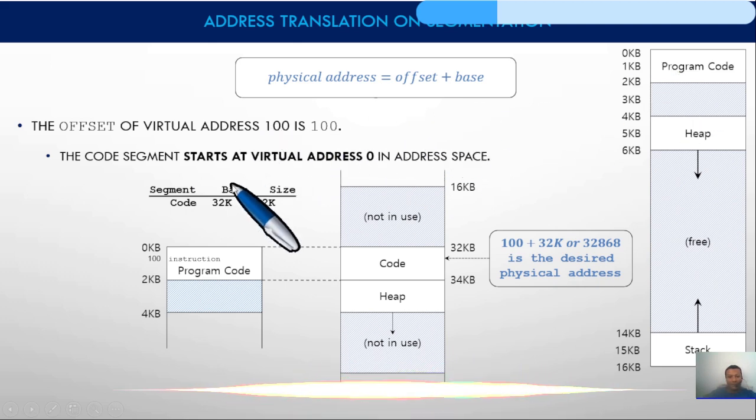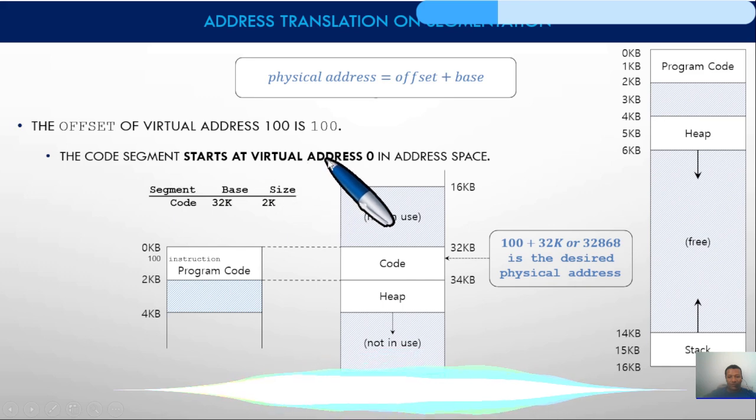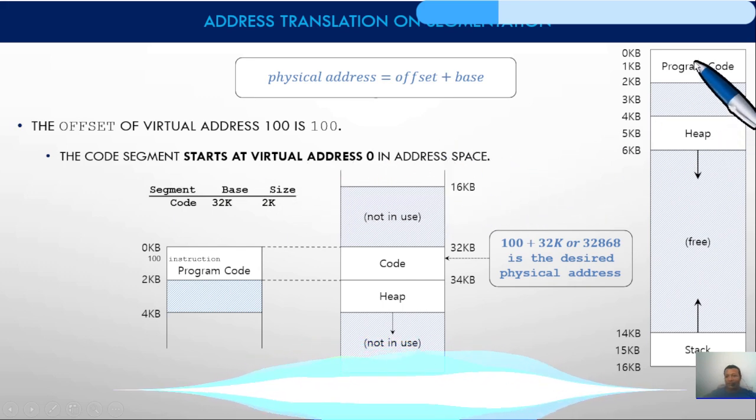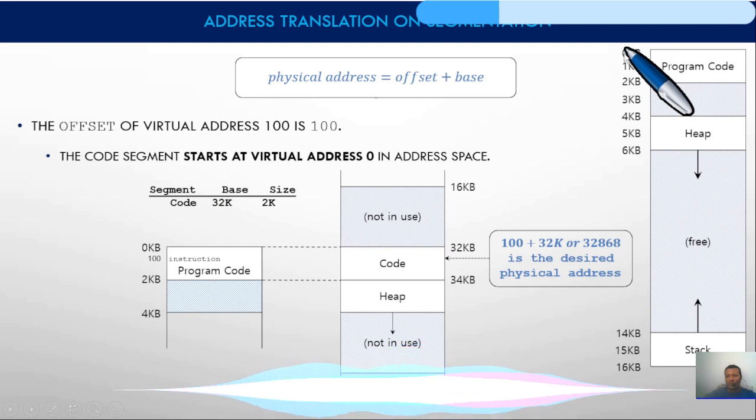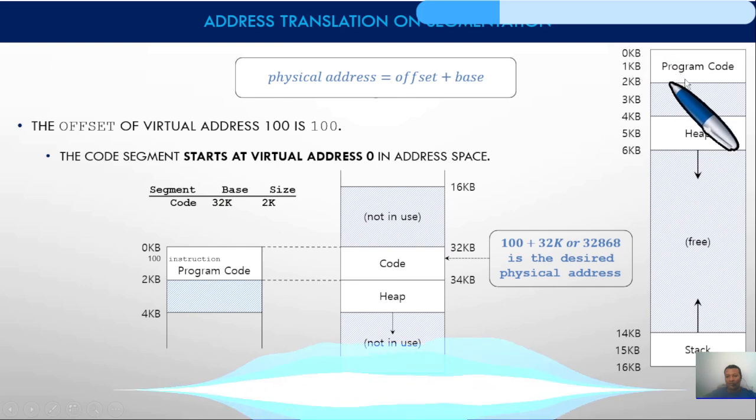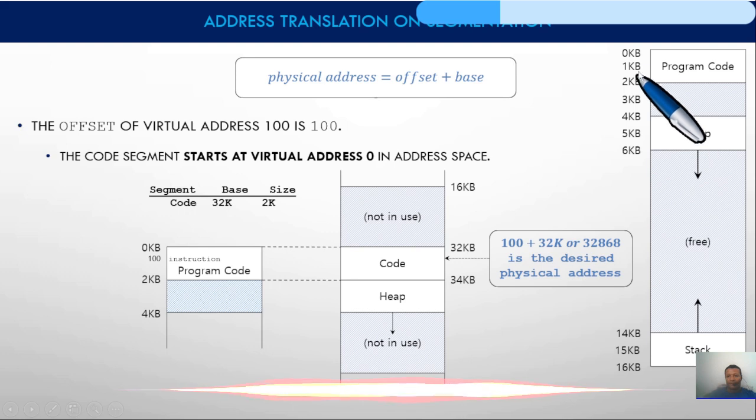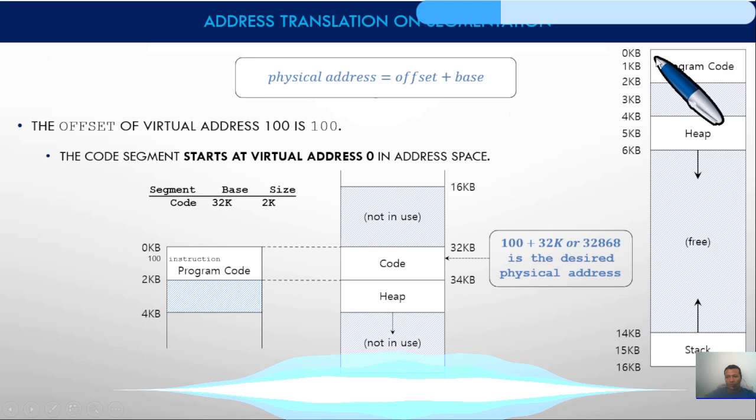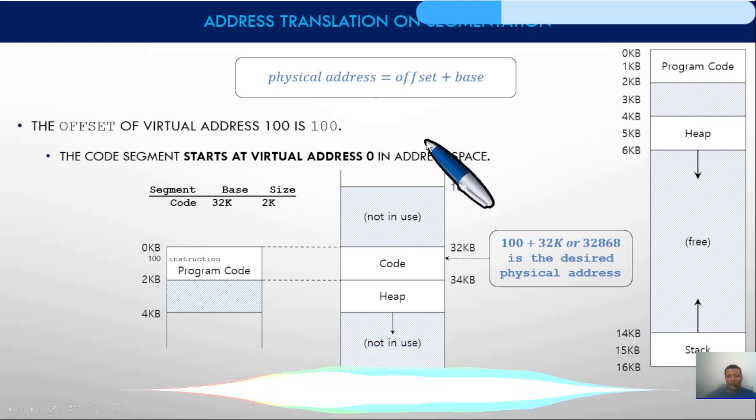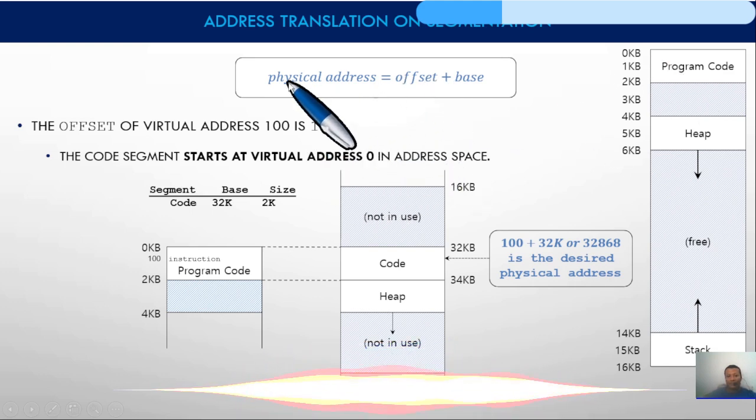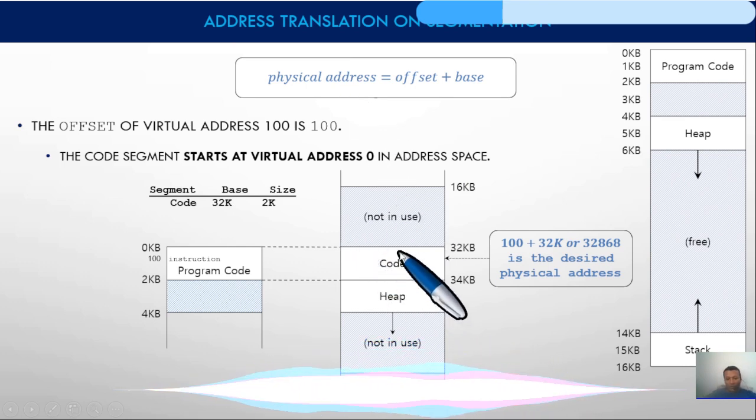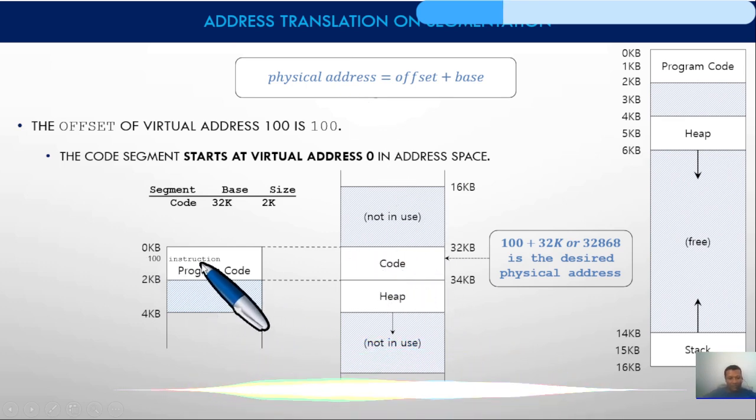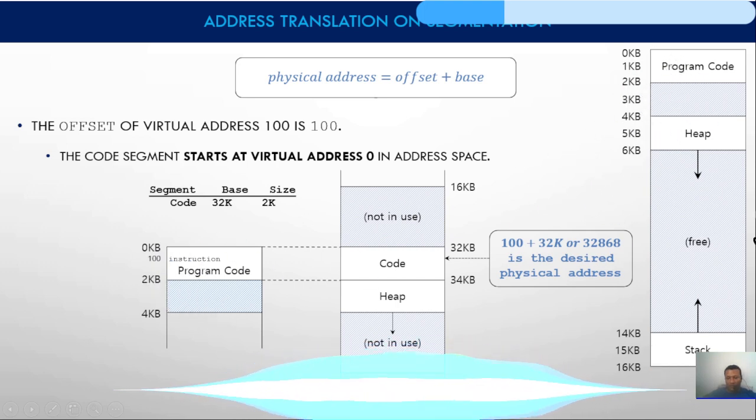Here the code segment starts at virtual address 0 in the address space. If you see 100, most probably it is from 0 kilobyte until 100. So in the program code, somewhere around here we have an address, the pointer, 100. So how do we find the physical address? Look here, the instruction is here at 100, at the top. Don't forget, this is just virtual memory.